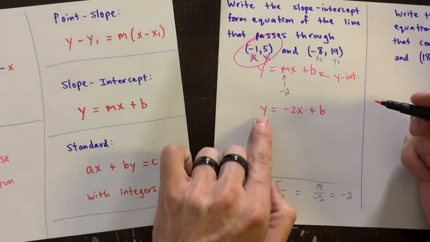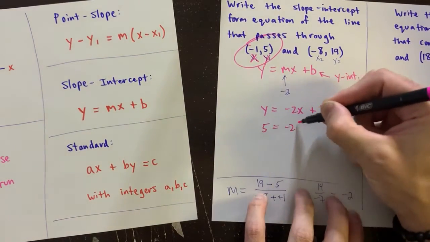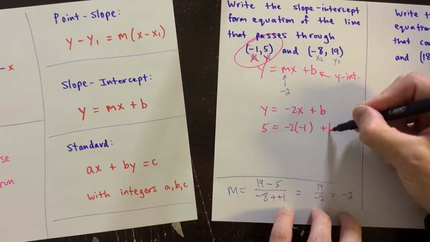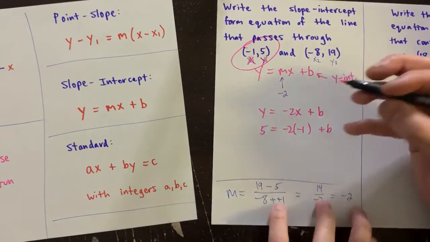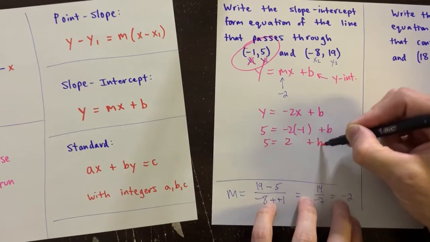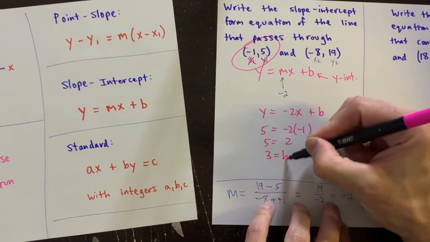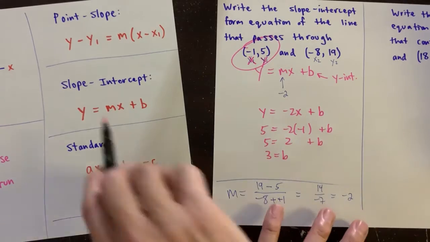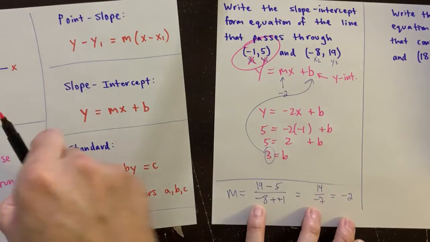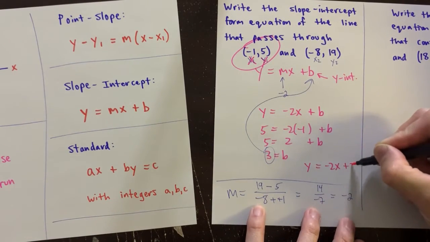So let's see. Instead of y, for now, let me write 5. And just for now, instead of x, let me change it to negative 1. And now let's solve this equation for b. Negative 2 times negative 1 is 2. If I subtract 2 from 5, it's going to say that 3 equals b. And so now what we can do is we can take this number, and it's going to replace b. And so it looks like our final answer here would be this right there.